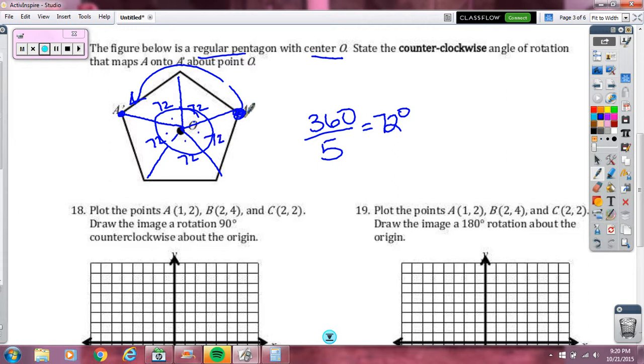If I'm starting at A, I've got to go 72, and then I've got to go another 72 in order to get over here to A prime. So 72 plus 72, or 72 times 2, gives me 144 degrees. That would be my angle of rotation.